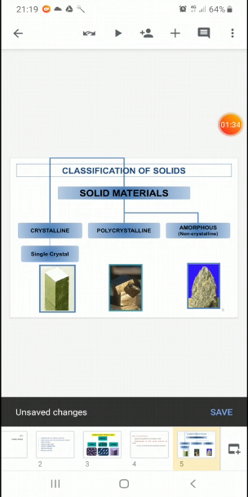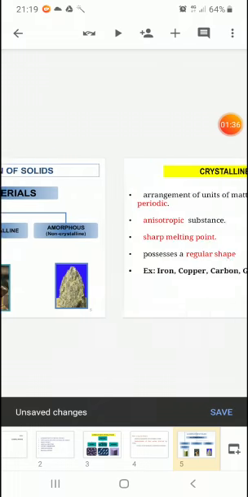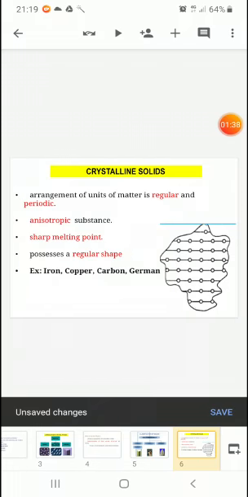Now, in crystalline solids, we have to see the arrangement of the solid. In that, the arrangement of the units of matter is regular and periodic. Anisotropic substances, sharp melting point, possesses a regular shape. Examples: iron, copper, carbon, germanium, etc.